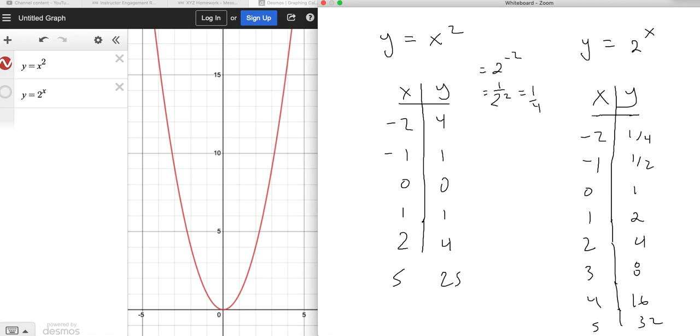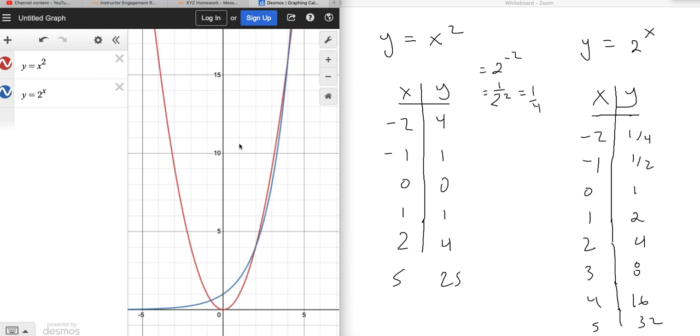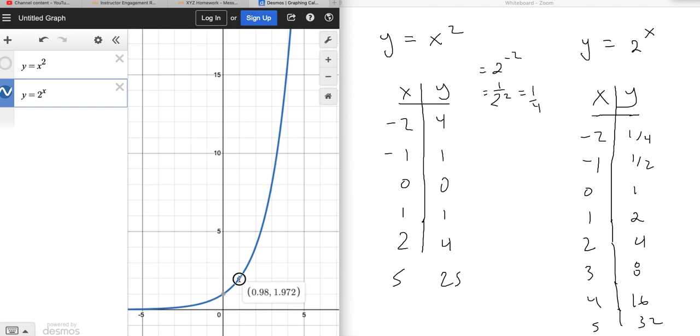So graphically over here, that one looks like that, blue. Let me get rid of the red one so you can see the blue one better. But so there's our 0, 1. When it's 1, we get 2, somewhere around there, and then 4 and 8, and so forth.